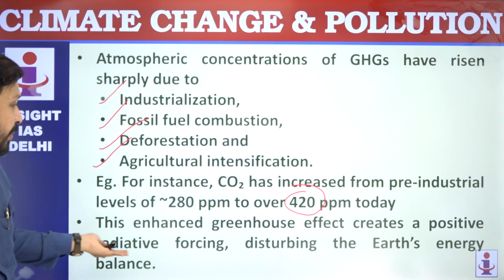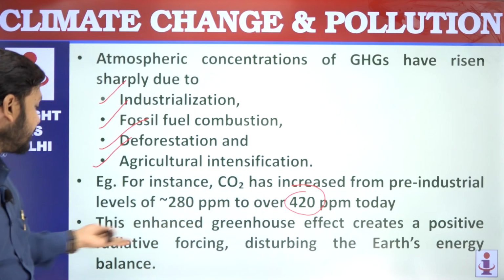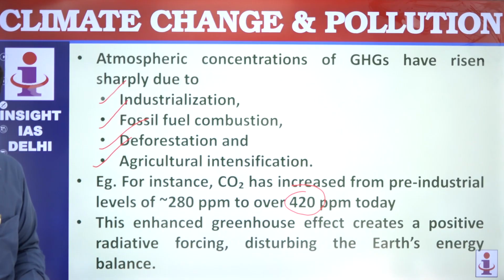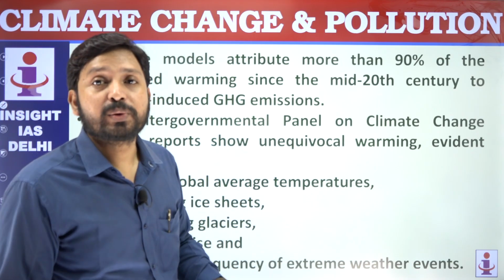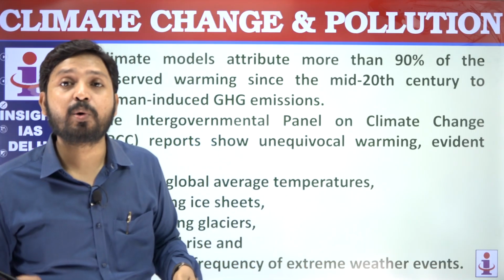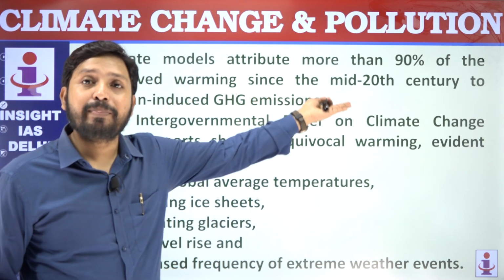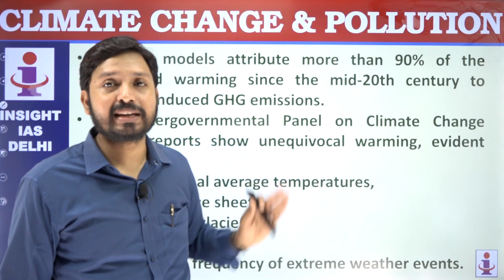So what is happening here? Global warming, that is the greenhouse effect, is leading to an increase in the temperature, so it is having a positive radiative forcing, disturbing the Earth's energy balance. And also, how can we prove this? The majority of the climatic models that are there are attributing that more than 90% of the observed warming since the mid 20th century is related to human-induced greenhouse gas emissions.